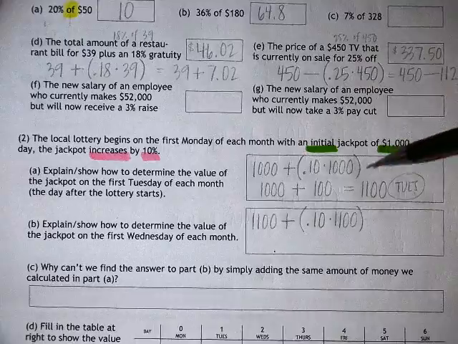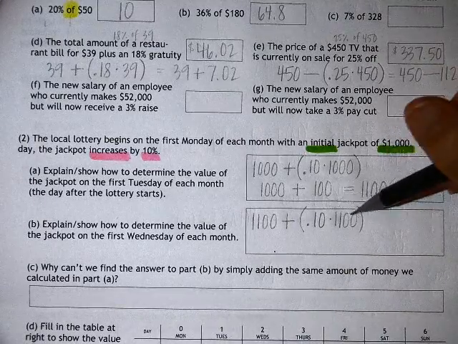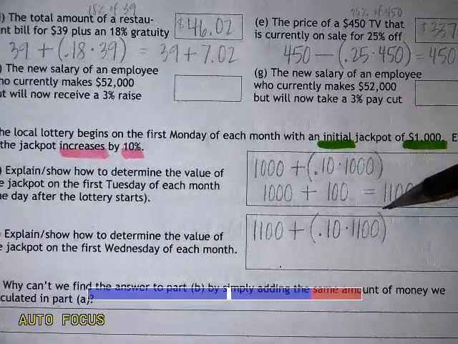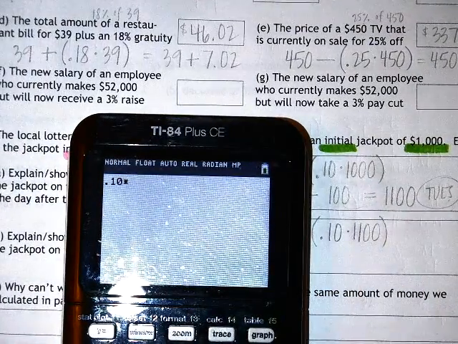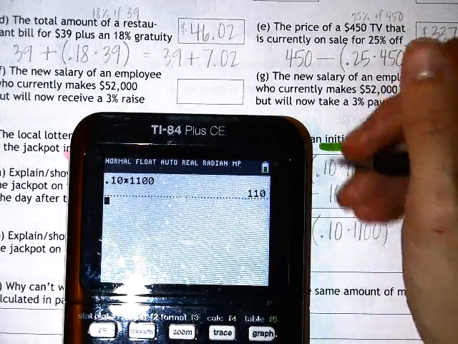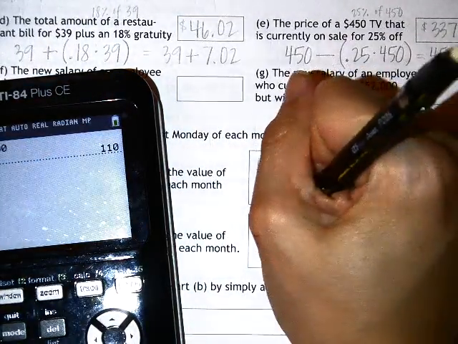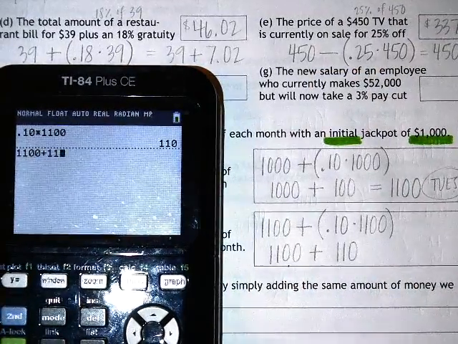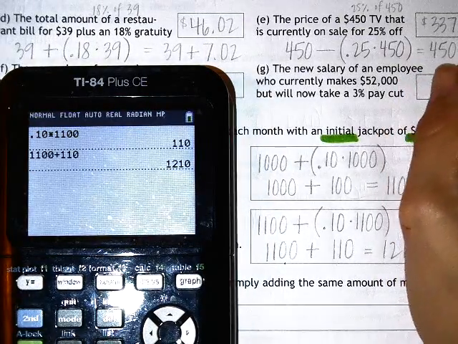So it's a slightly different calculation this time. Let's make sure that we understand how to do this math, and then we'll talk about why this math was a little different on Wednesday. So again, I need to do my calculation here. 10%, 0.10, multiplied by 1,100 is 110. That means I'm taking my previous day's jackpot, 1,100, plus 110. And that gives me my new jackpot for Wednesday, which is 1,210.